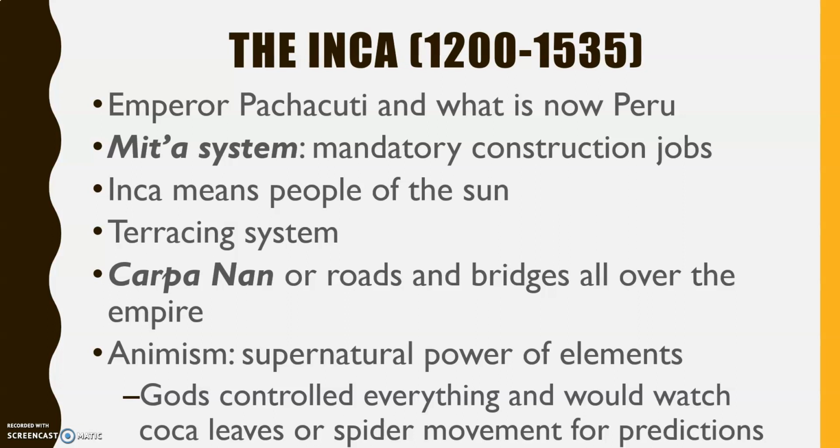So they also believed in supernatural power of the elements. So, for example, they believed there were gods out there, and the god of wind or the god of rain, and they would create and destroy all these things. So the gods controlled everything.